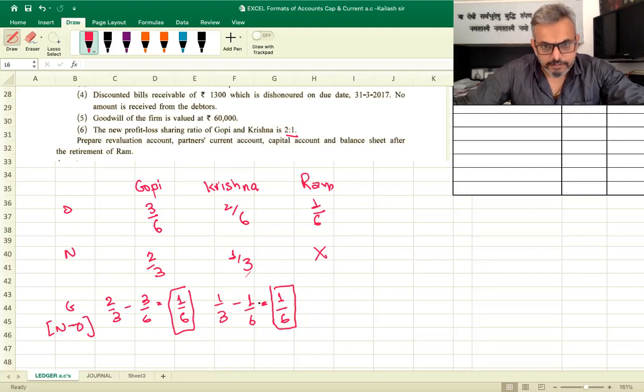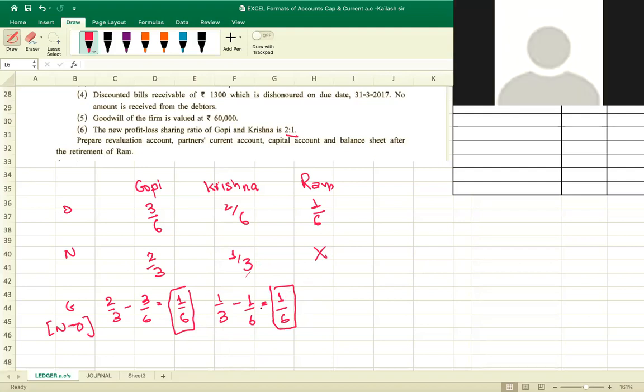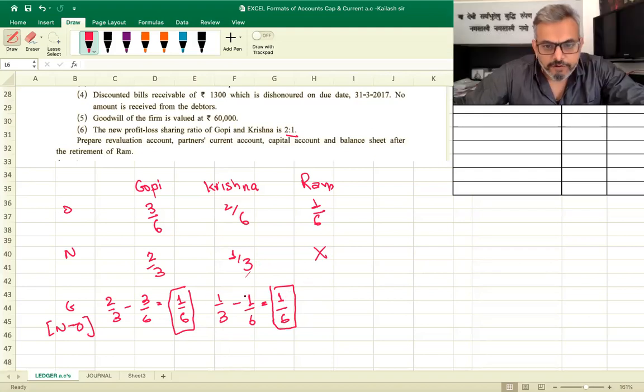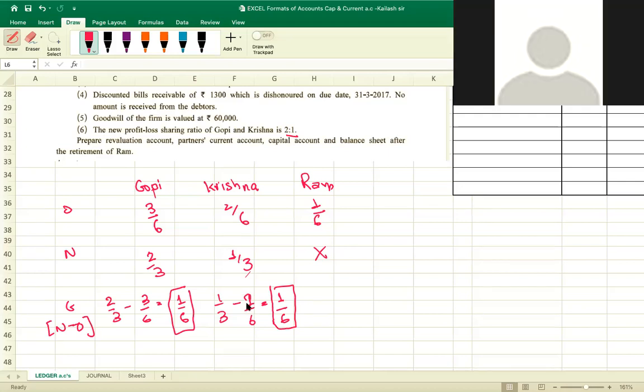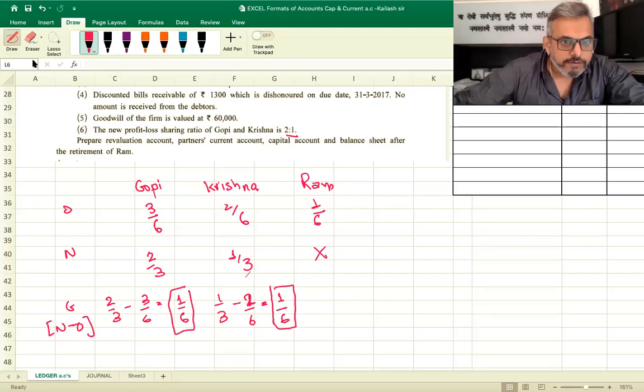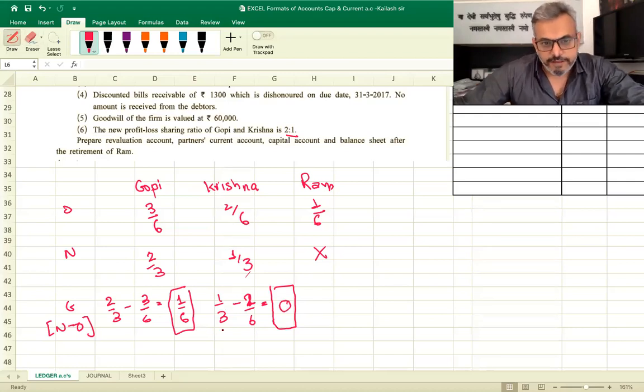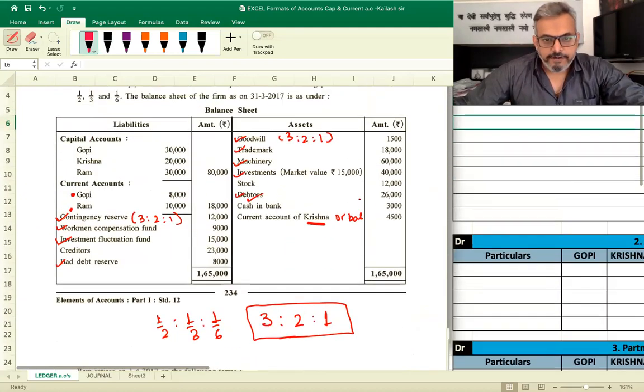I think sir usme gain galat nahi hai. Yeah, sorry, mistake ho gaya. Ye 2/6 hai na, sorry, 2/6, so this will become 0. That's right, this will become 0. Isko kuch bhi milta nahi hai. Okay, so jitna bhi gain hai it is of Gopi. Now let's start with the sum.